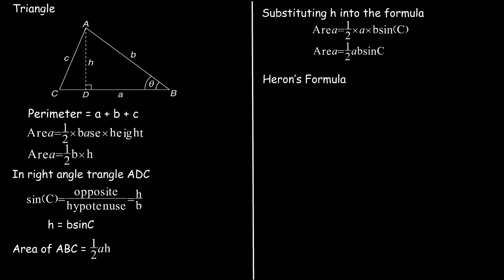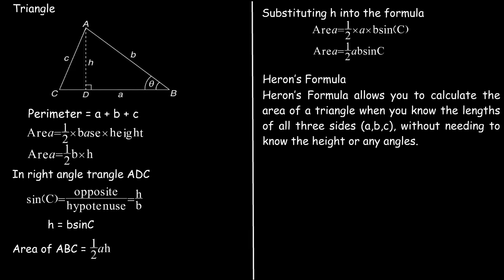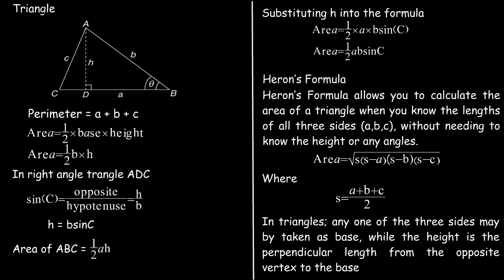Now we have what is called Heron's formula. Heron's formula allows us to calculate the area of a triangle when you know the length of all three sides, that's a, b and c, without needing to know the height or any angles. Heron's formula states that area is equal to the square root of s into s minus a into s minus b into s minus c, where s is equal to a plus b plus c divided by 2. Now in a triangle, any one of the three sides can be taken as base, while the height is the perpendicular length from the opposite vertex to the base.